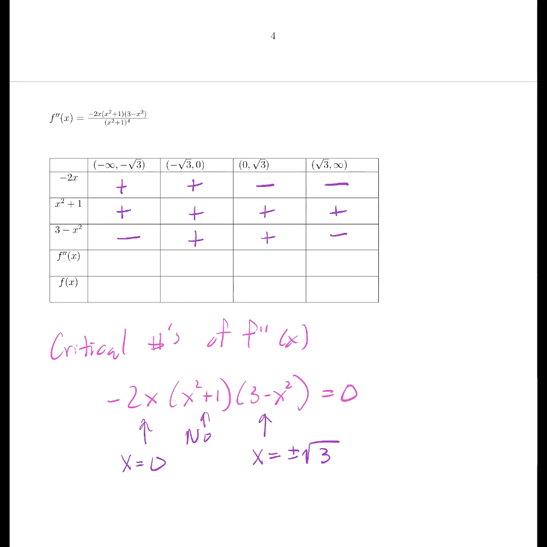Okay, f double prime is a product or quotient of all of these things. So we have 1 negative and 2 positives is going to be a negative, positive, negative, positive. So this tells us f double prime is negative, tells us that our function is concave down, positive, concave up, negative, concave down, positive, concave up.